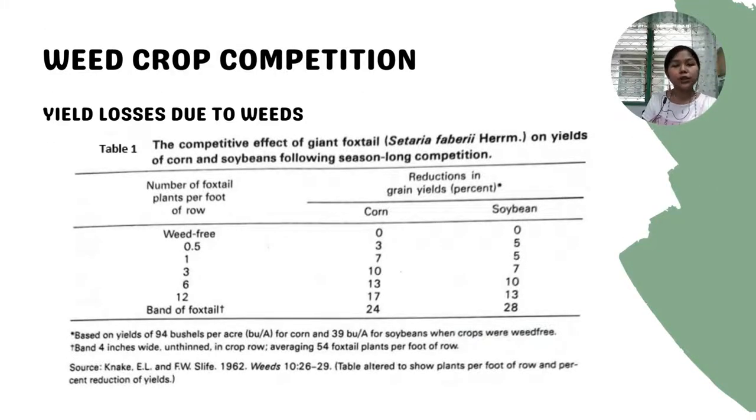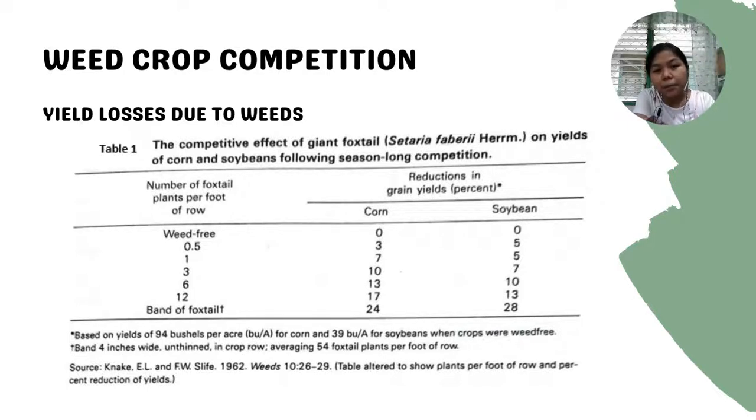So in terms of yield losses due to weeds, let's look at some examples of actual field scenarios. I got this from a book: the competitive effect of giant foxtail on yields of corn and soybean following season-long competition. Researchers studied this for the entire cropping season. In the first column, we have the number of foxtail plants per foot of row. If it's weed-free, there's no reduction of yield in corn and soybean.